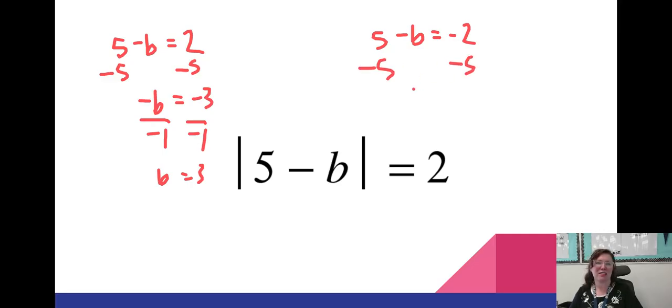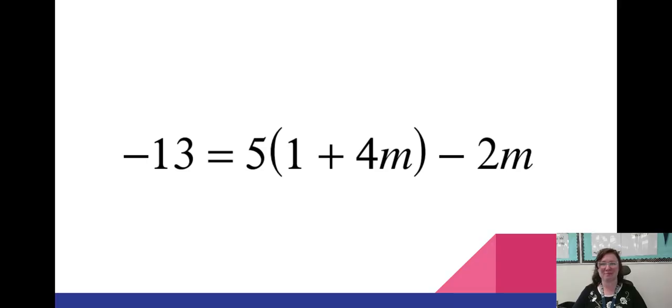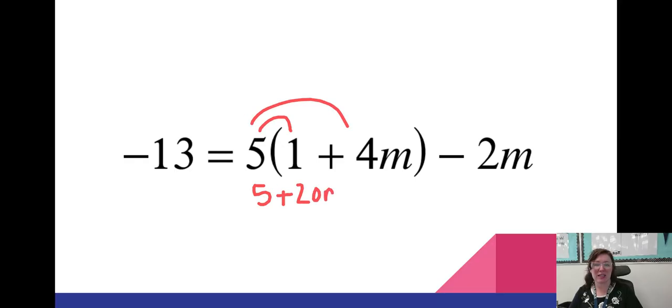Subtract 5 on both sides, we get negative b equals negative 7. Divide by negative 1 on both sides, we get b equals 7. Okay, distribute. 5 times 1 is 5. 5 times a positive 4m is a positive 20m. And then we just write minus 2m because this is not in the parentheses, so we do not multiply.